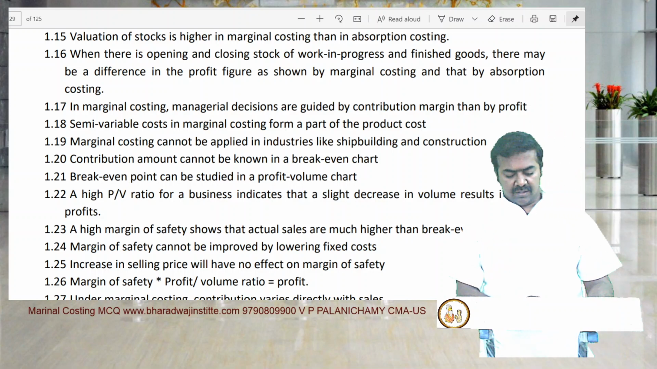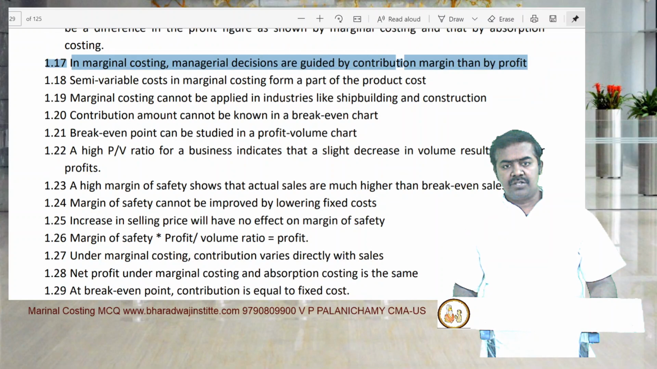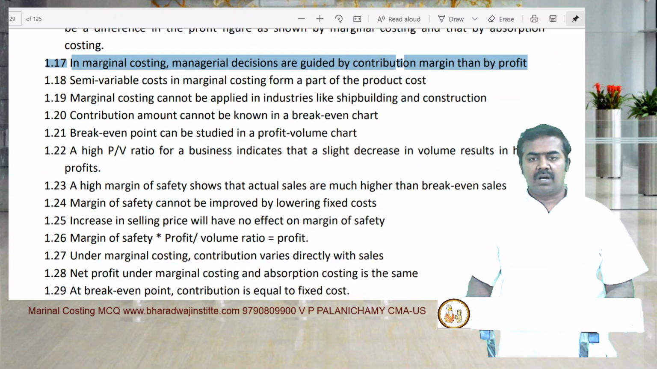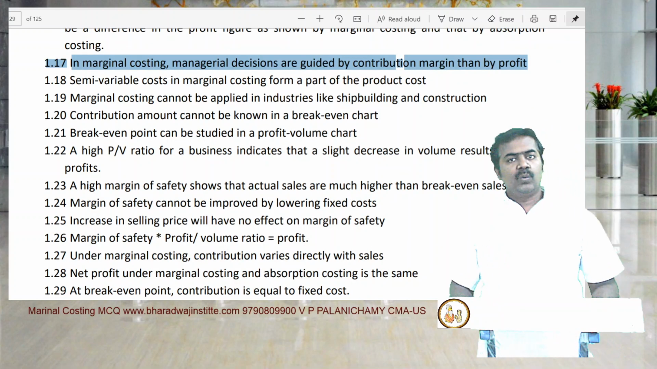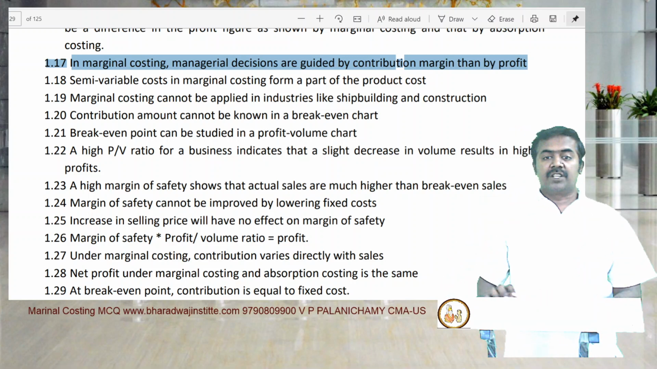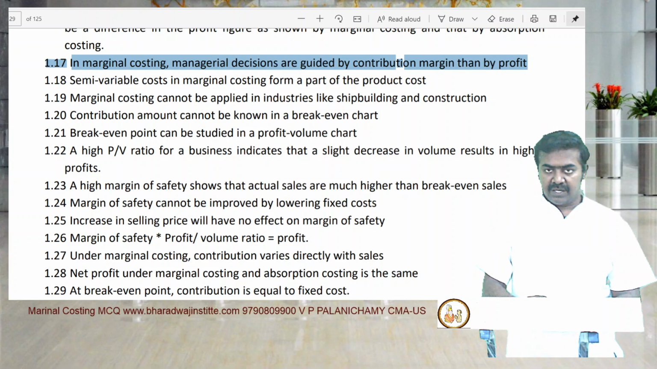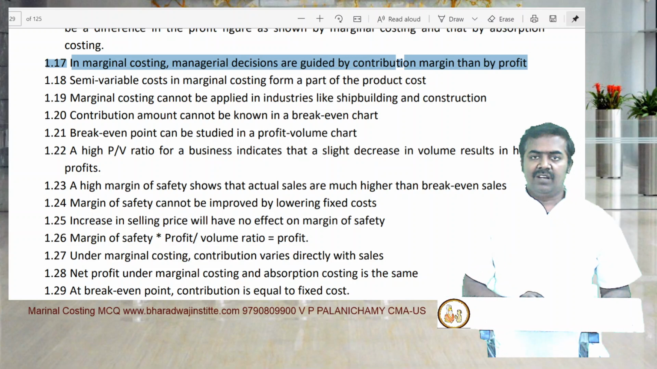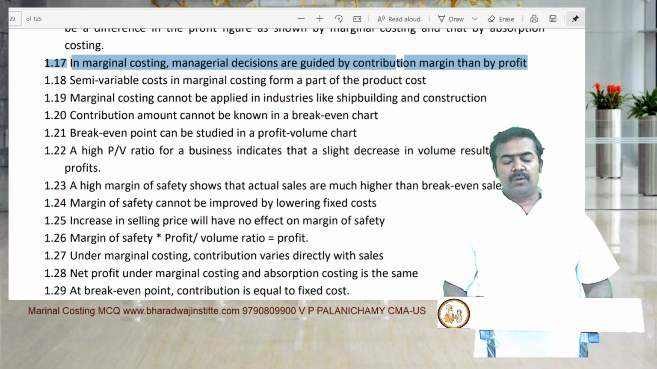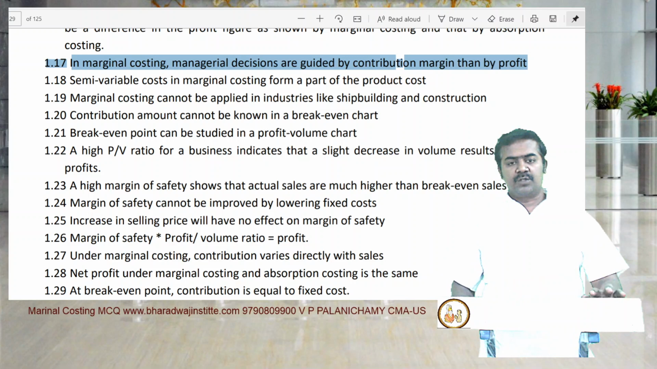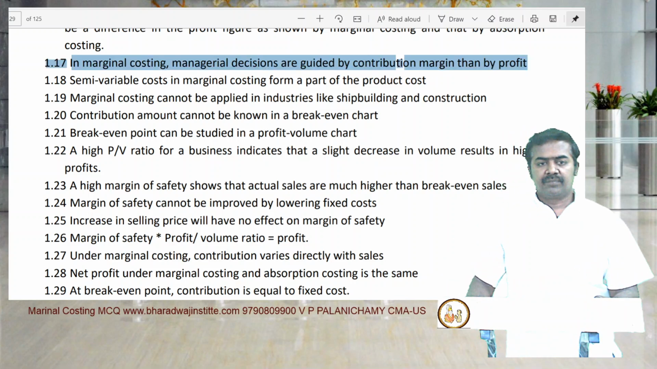True. Then 1.17. In marginal costing, managerial decisions are guided by contribution margin than by profit. Yes, we had seen in the first class, okay, if contribution is positive, the product should be continued. Or even in last class, we had seen make or buy decisions, further process decisions, all those things. Okay, when contribution is positive, we continue with the product.